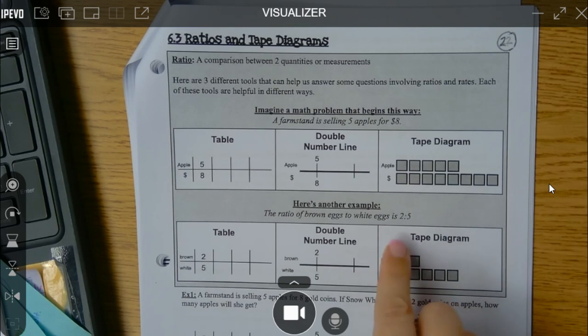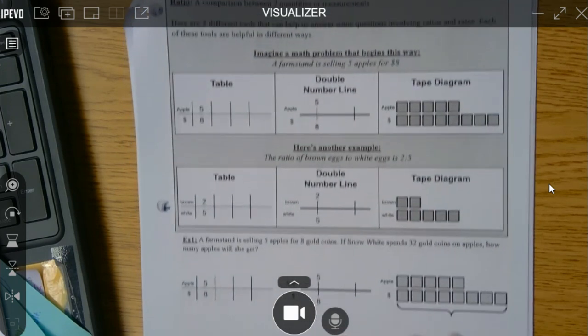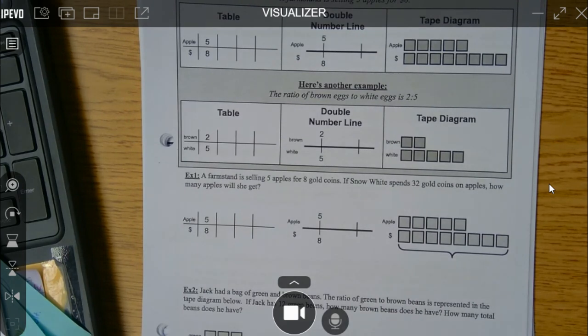Okay, so here's the same thing with an example of brown eggs to white eggs in a ratio of 2 to 5. Again, you have a table and a double number line, which almost look the same to me. And then you have the visual representation. Let's go ahead and actually do a problem that we'd actually be asked to do.